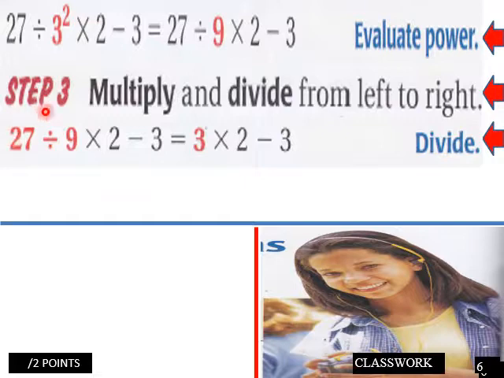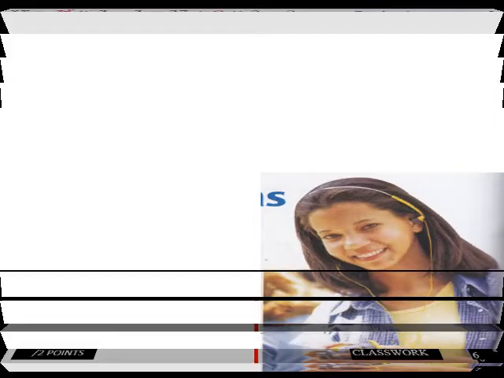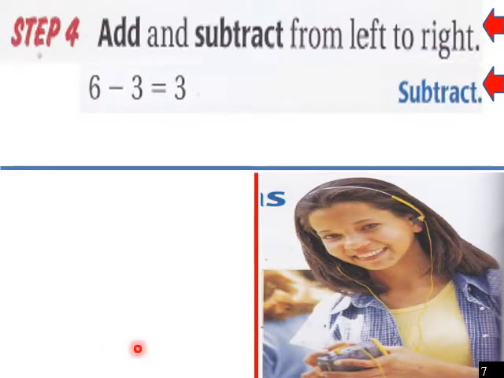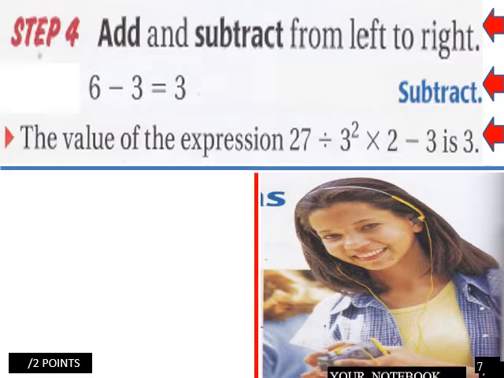27 divided by 9, you could put parentheses around that. So that is 3 times 2 minus 3 equals 6 minus 3. Yes? So add and subtract now from left to right. 6 minus 3 equals 3. So the value of this expression here would be 3, using order of operations, a kind of protocol for that.